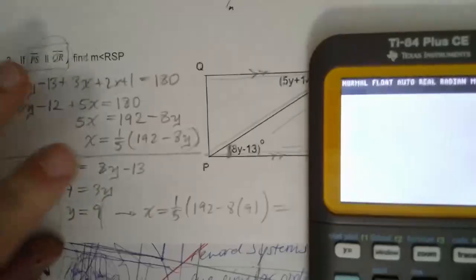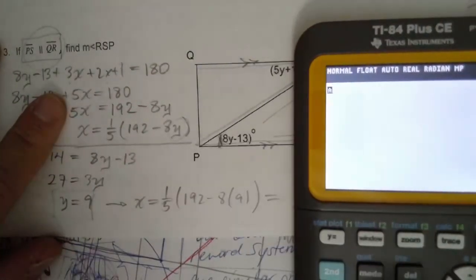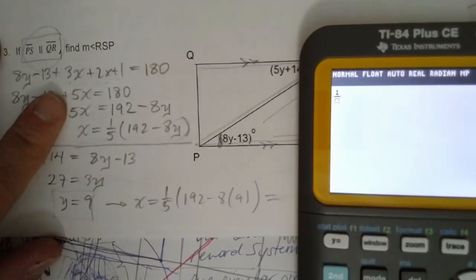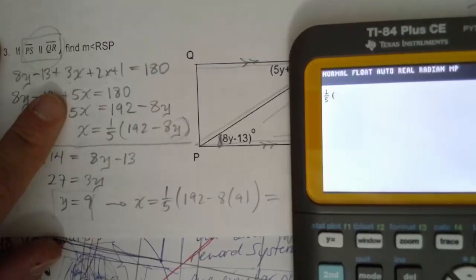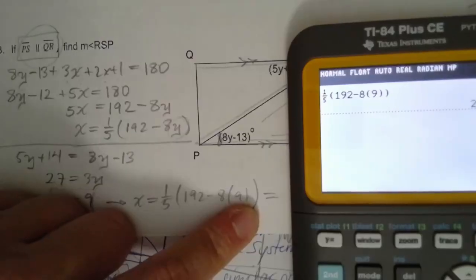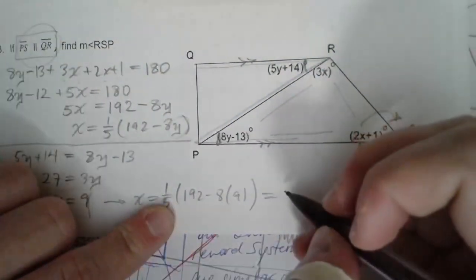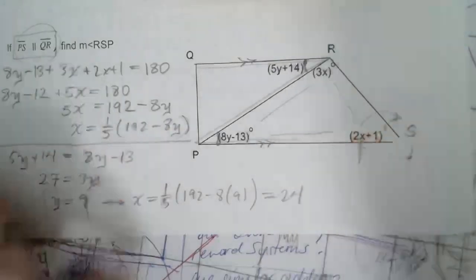I'm going to show you guys how to type it in exactly how it reads. I'm going to hit alpha, and then I have a fraction bar, 1/5. There's a parenthesis, then I wrote 192 minus 8 times parenthesis 9, and then I had to close both my parentheses there. Look, there are 2 parentheses at the end. Enter. And it is 24. Look at that. So I get 24 here for the value of x.